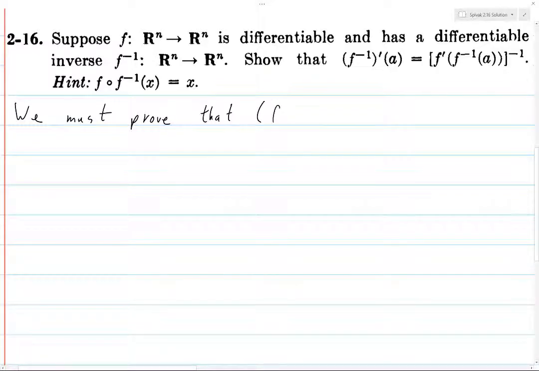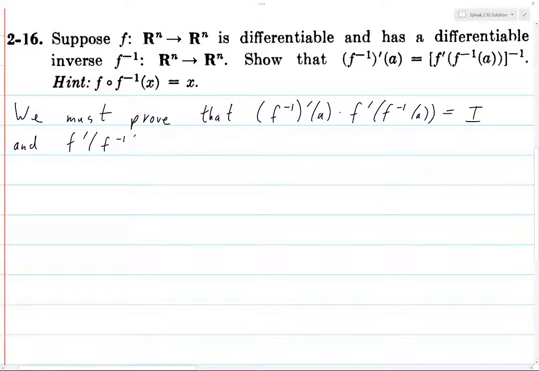So anyways, what we need to prove is both that f inverse prime of a times f prime of f inverse of a is the identity matrix I, and we must prove the exact same thing if we multiply them in the other direction: f prime of f inverse of a times f inverse prime of a equals I.